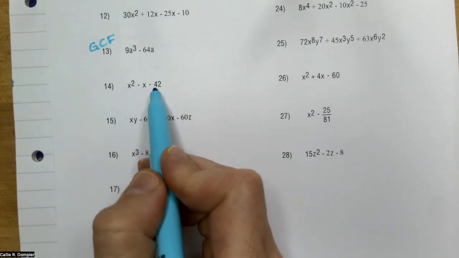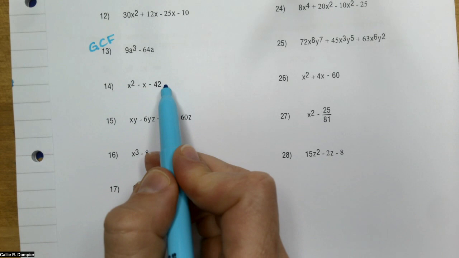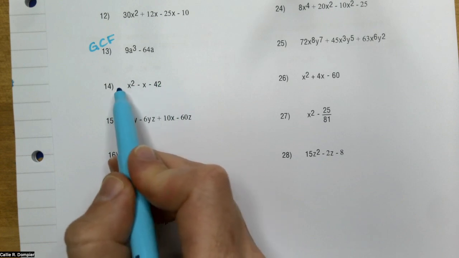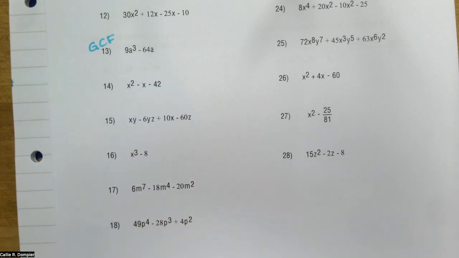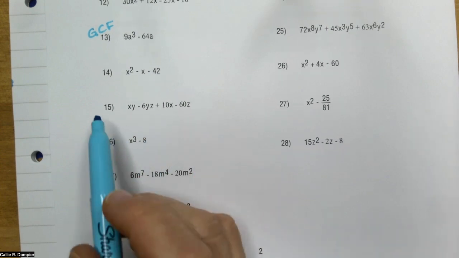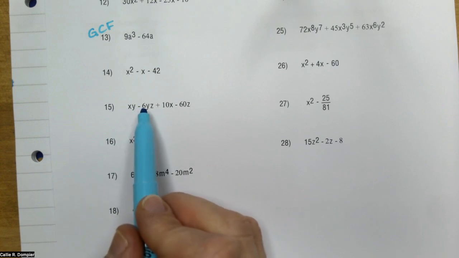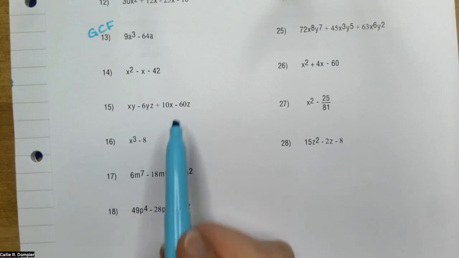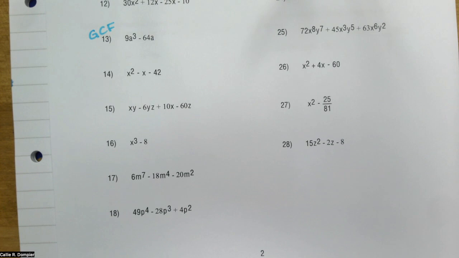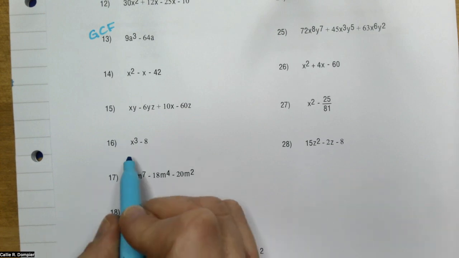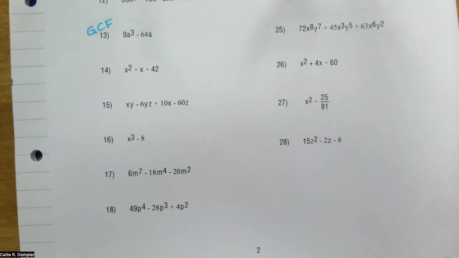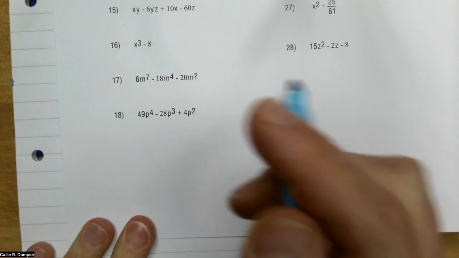Number 14 is x squared minus x minus 42. They do not all have a variable, and there are no coefficients besides 1 in the first two terms, so that is not factorable by greatest common factor. Here we have xy minus 6yz plus 10x minus 60z. There's nothing that is common to all four of those terms, so that is not factorable by greatest common factor. X cubed minus 8, nothing in common between x cubed and negative 8.